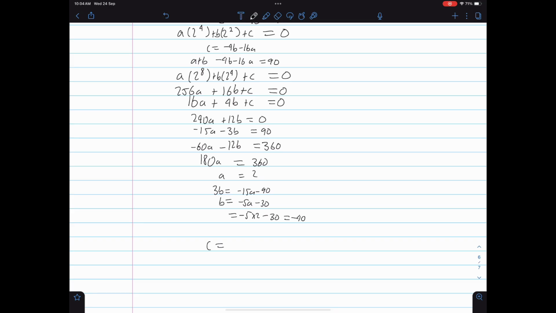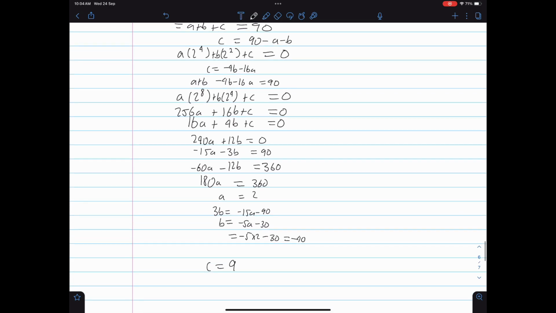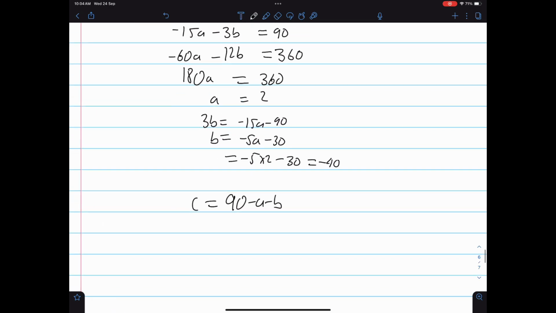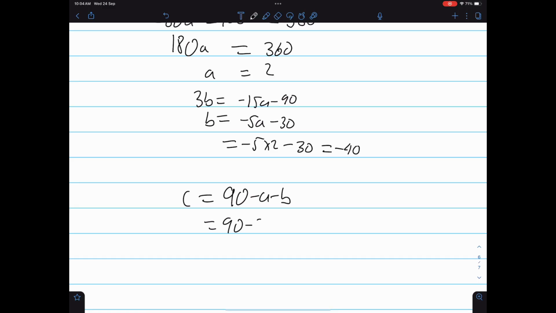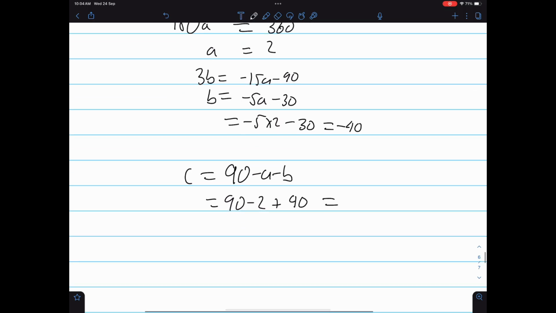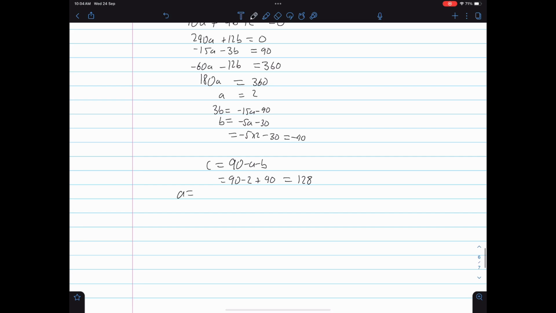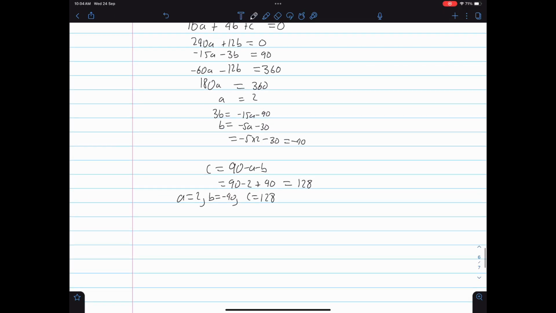Now c is simply 90 minus a minus b. So that's 90 minus 2 and plus 40, because minus minus 40 is the same as plus 40. So we get 128. A equals 2, b equals minus 40, c equals 128. And that's the end of 1E.